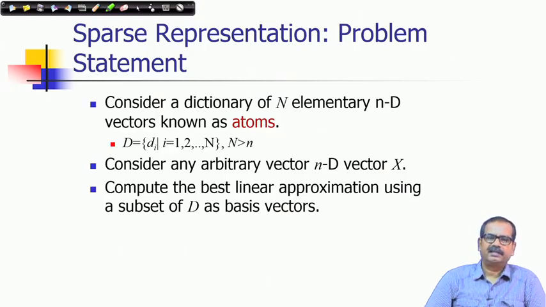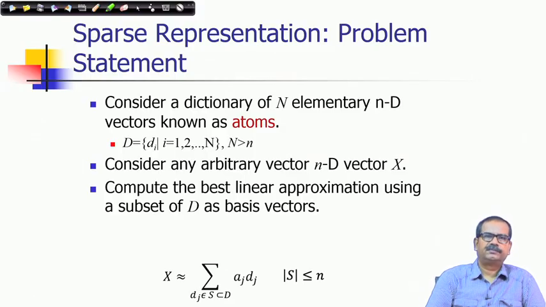And you consider any arbitrary n-dimensional vector. So, the problem here is you have to compute the best linear approximation using a subset of D as basis vectors. As I was mentioning, D is an overcomplete representation of basis vectors, which means there are many redundant vectors and it is not required that all the vectors should be used for representing data.